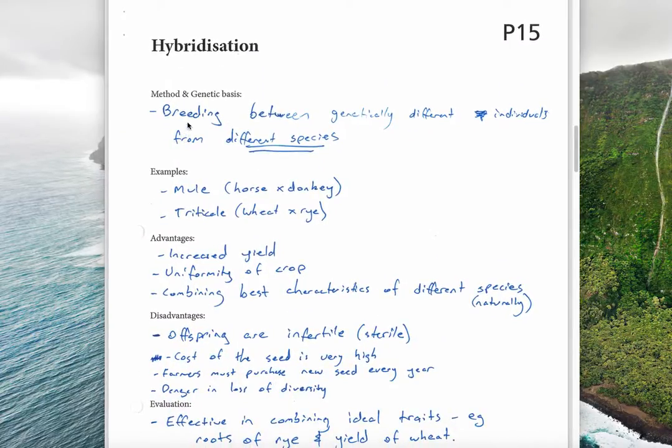So as I said, it's breeding between two genetically different individuals from different species. And this is the key here. Selective breeding was the same species. Hybridization is different species. Now, having said that, a lot of the advantages and disadvantages are going to be similar because in a sense it's still selective breeding, but you're using individuals from different species. And we've already talked about the two examples, mule and triticale. And remember, for plant, this is your example here, triticale.